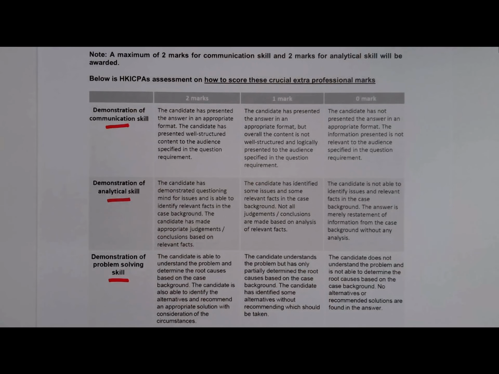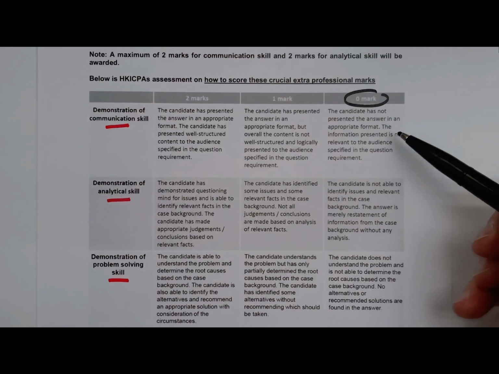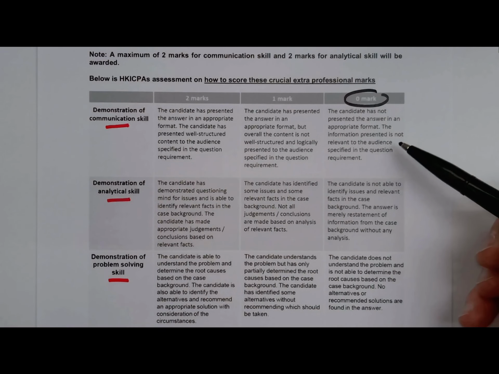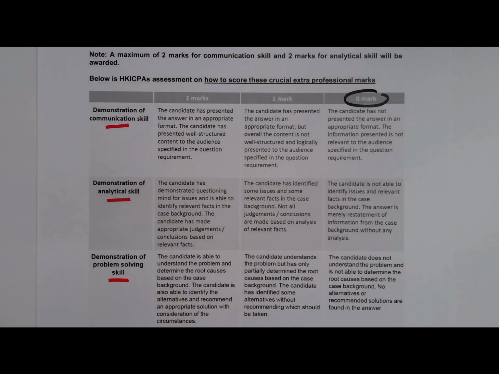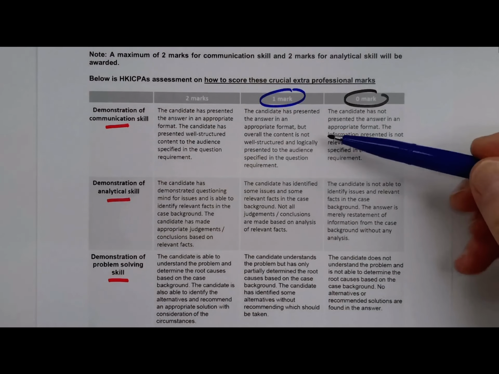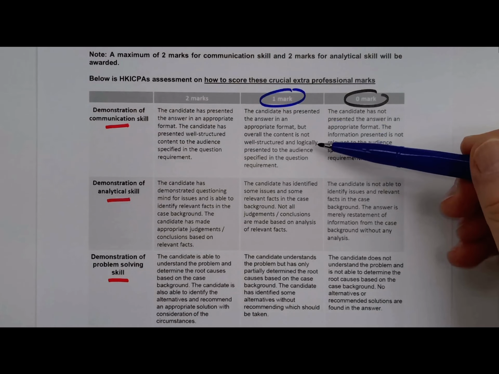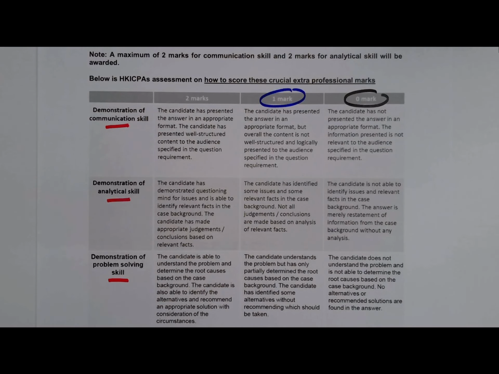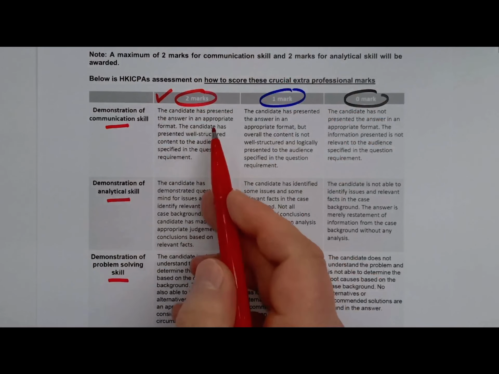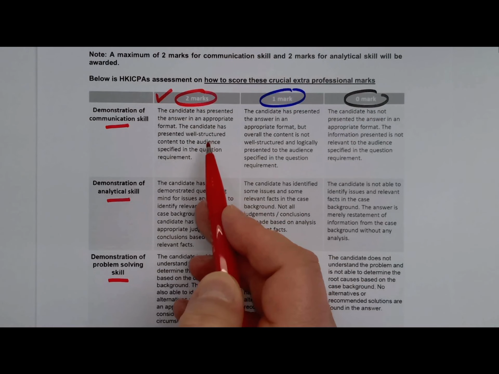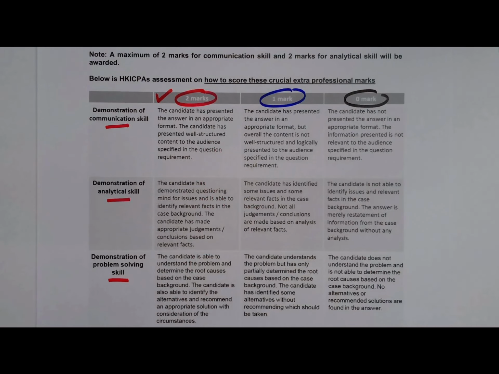So for instance, on communication skills, you'll get 0 if you've not used the right format and if the information that you're presenting is not relevant to the audience. If we at least have recognized the format, 1 mark for appropriate format, but it's not well structured, it's not logically presented. So something like PESTEL we saw earlier, it's going to be logical. Go through PESTEL, that's logical, that will score a mark. If it's report format, 2 marks, because this is what you're aiming to do. Candidates presented the answer in appropriate formats, it was presented well to the audience, and it was specified. This is with regard to what the examiner was asking you, what was in the actual question requirements.